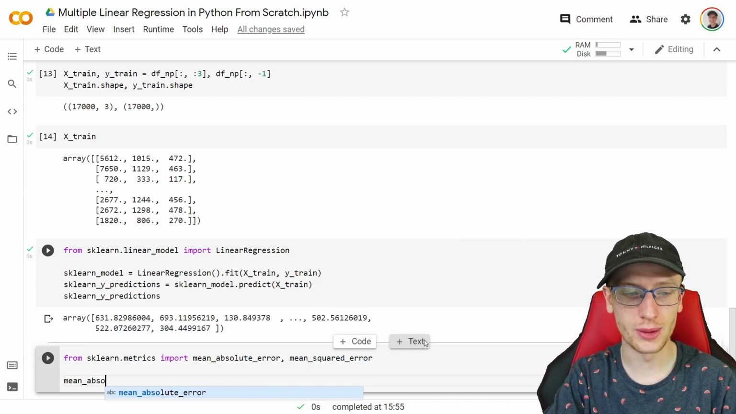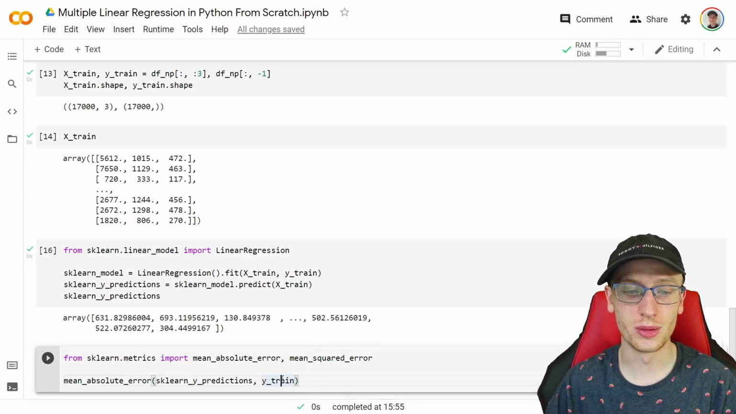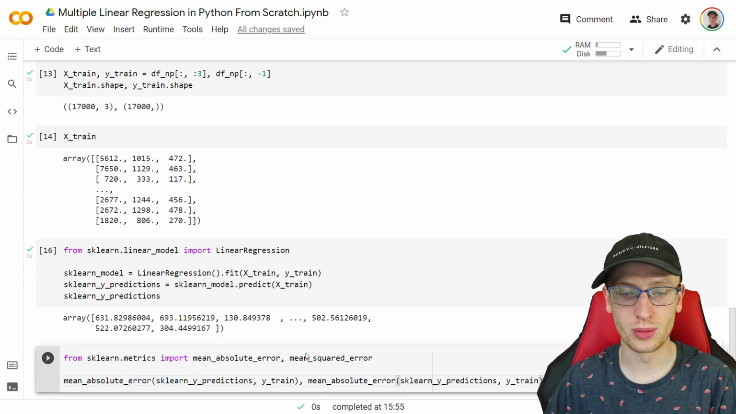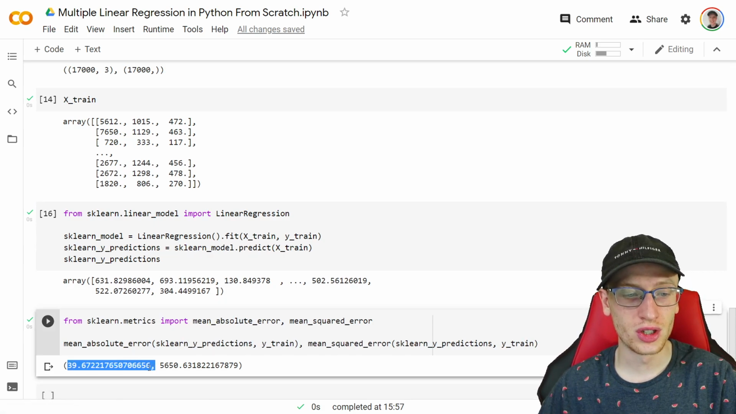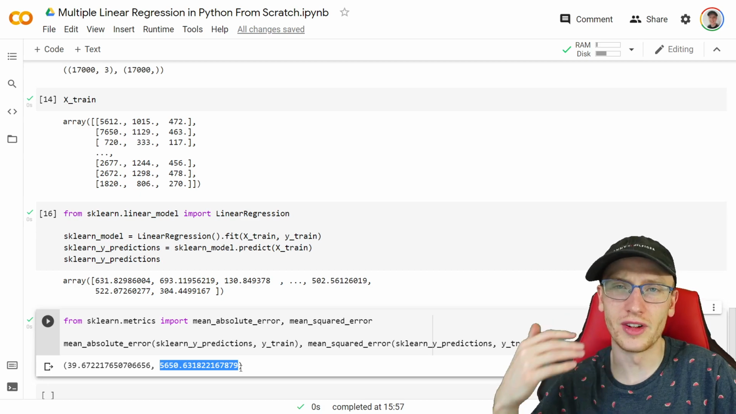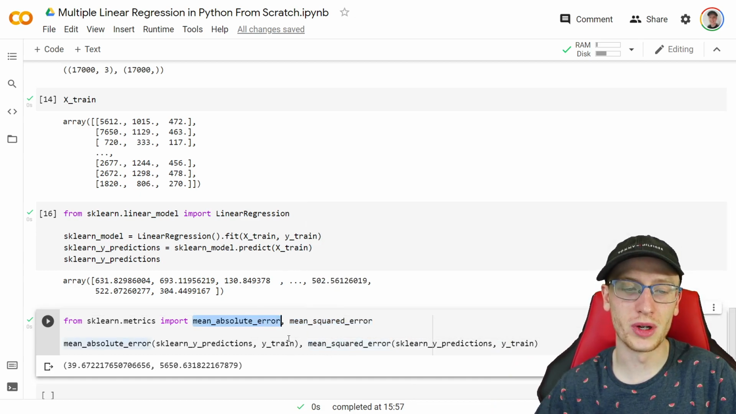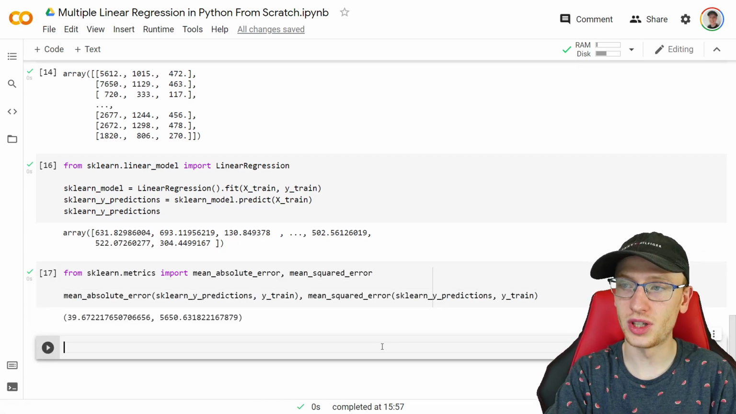So we can ask what is the mean absolute error of sklearn y predictions compared to the actual y train, that is our outputs. These are our observed actual y outputs, and these are our predictions. Let's see what that is. Then I'm going to copy this and replace it with mean squared so that we can see those results too. We're off on average by about 39.67 bedrooms, and squared, off by an average of 5,650. Again, less interpretable, kind of weird. The mean squared error is what's being optimized, because it's easier to optimize that function than the mean absolute error function.